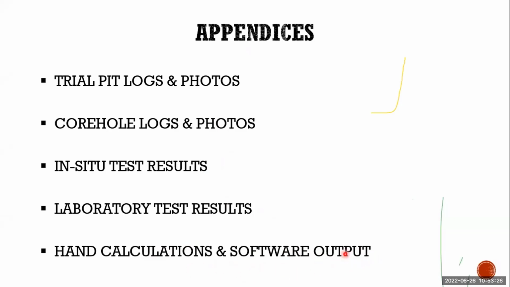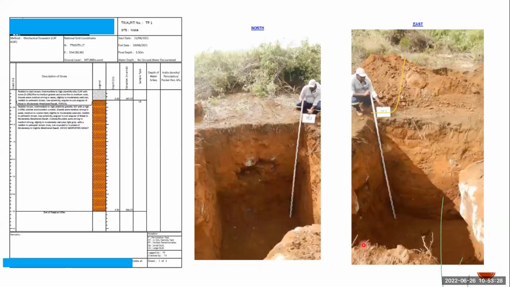Next slide. I'm going to show some of the templates. This is the trial pit log. You can see a guy holding the staff. You can measure the depth and the topsoil, and usually whenever we excavate the trial pit, we try to take the 4 phases, how the strata is, whether it's uniform or changing.